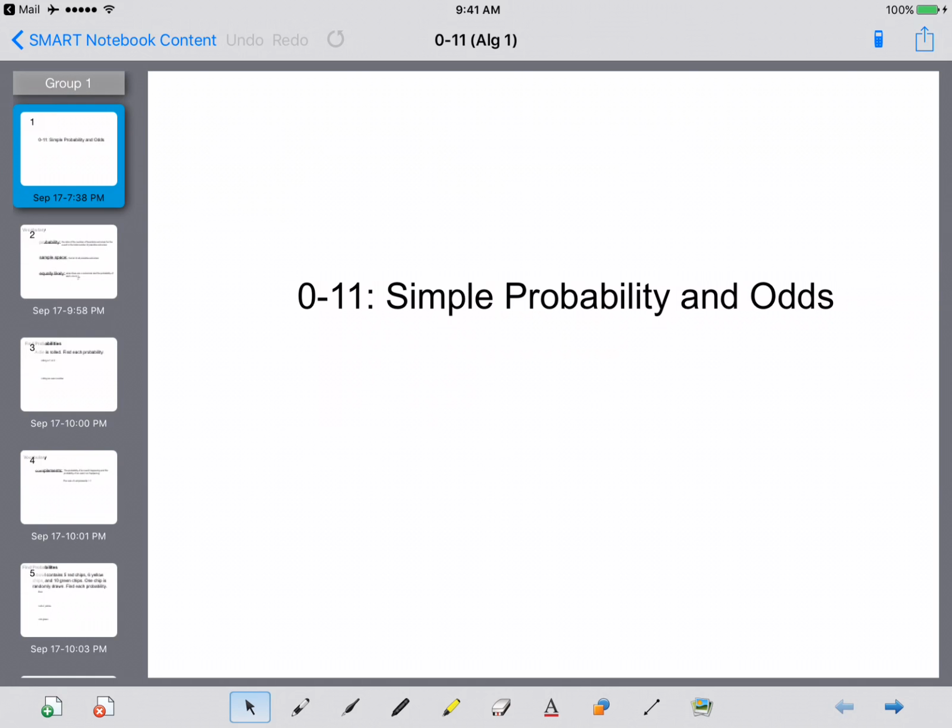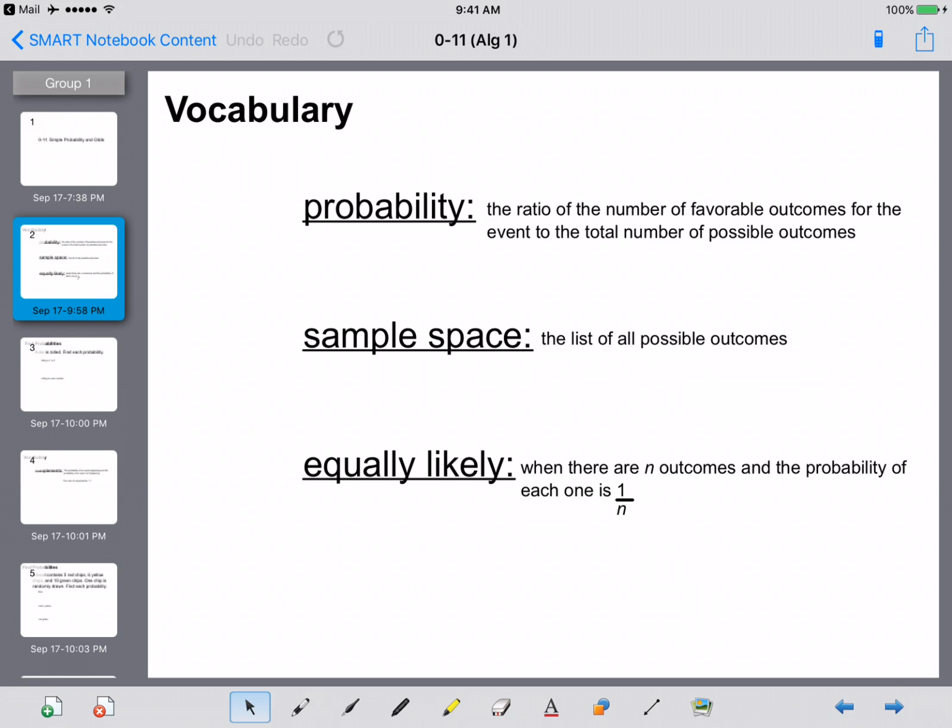Welcome to Chapter 0, Section 11, Simple Probability and Odds. So some vocabulary here for you is number 1, probability. That's the ratio of the number of favorable outcomes for the event to the total number of possible outcomes.